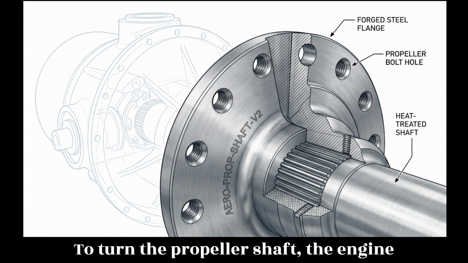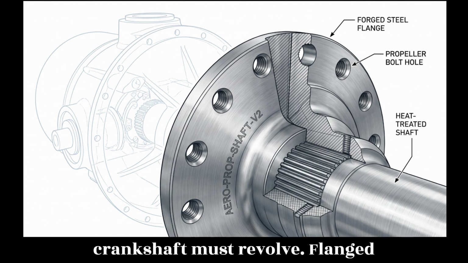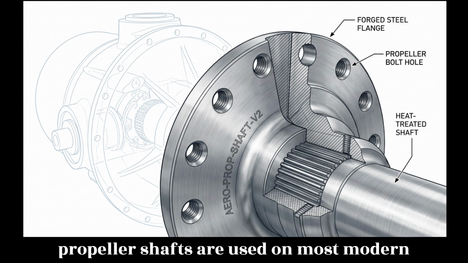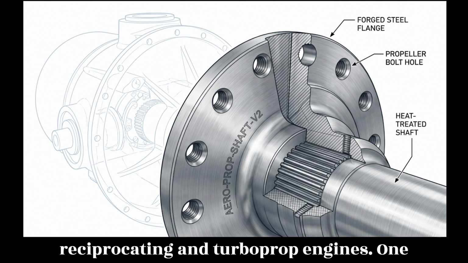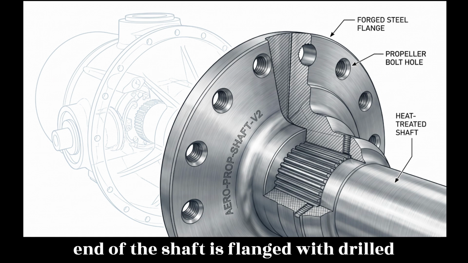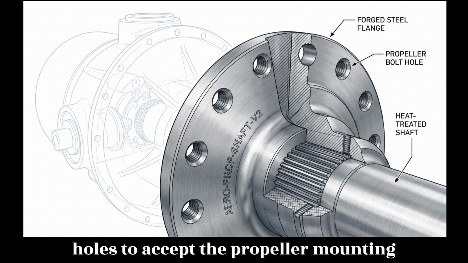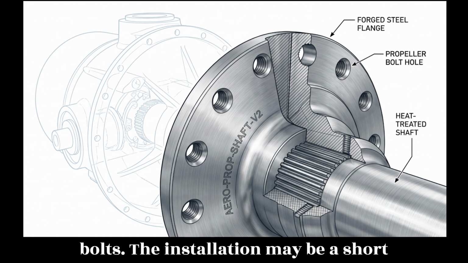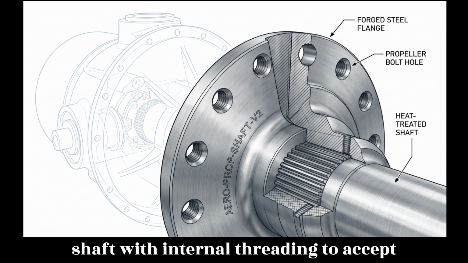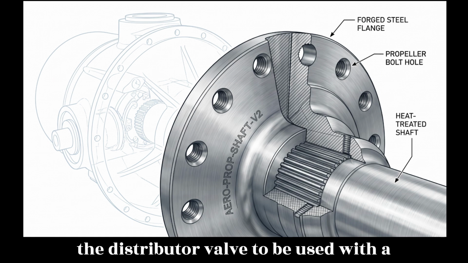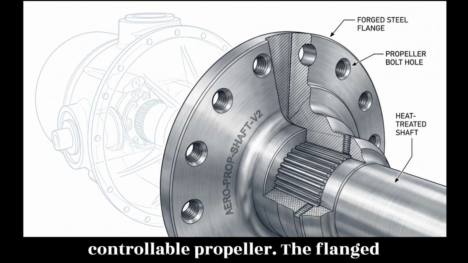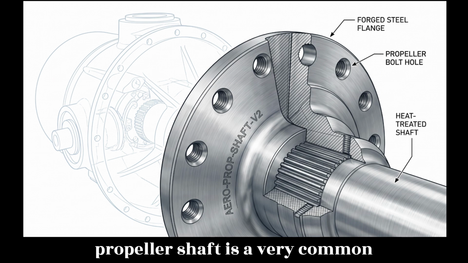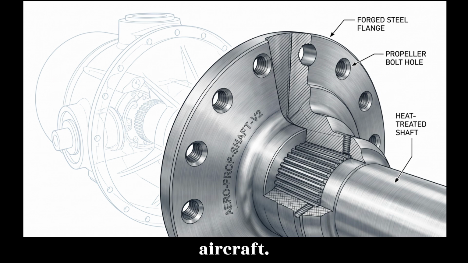To turn the propeller shaft, the engine crankshaft must revolve. Flanged propeller shafts are used on most modern reciprocating and turboprop engines. One end of the shaft is flanged with drilled holes to accept the propeller mounting bolts. The installation may be a short shaft with internal threading to accept the distributor valve to be used with a controllable propeller. The flanged propeller shaft is a very common installation on most propeller-driven aircraft.